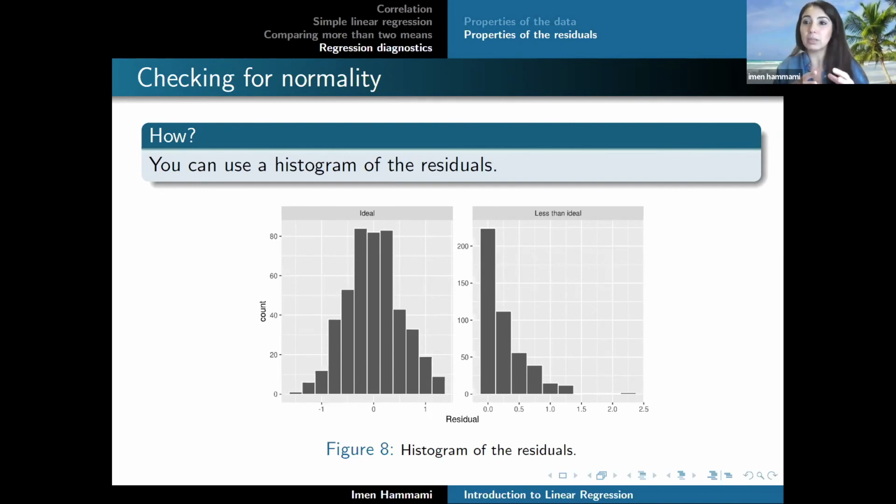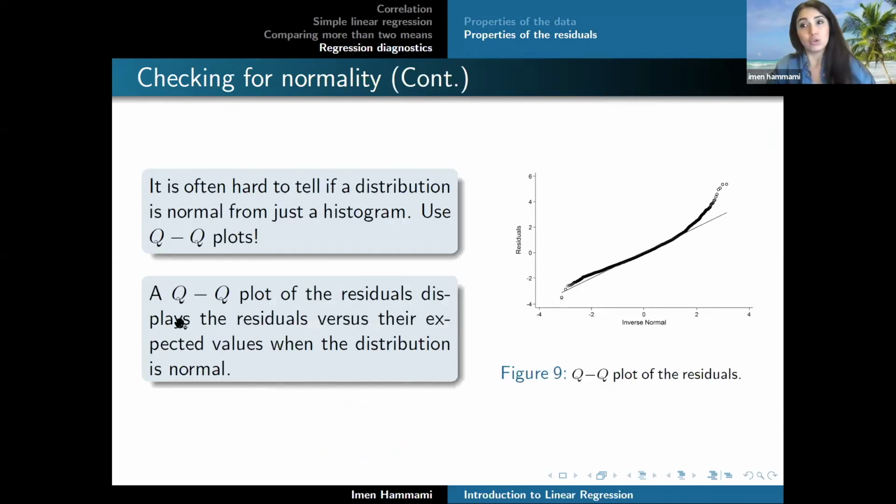The linear regression model is robust to small deviations from normality. So it's all about the shape. Just look at the shape. You don't need any tests here. If the histogram looks fine, that's perfect. You can use a QQ plot as well.